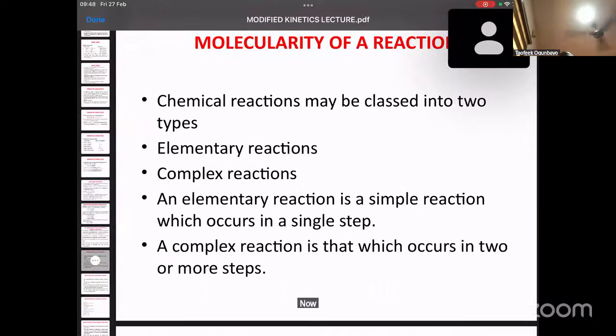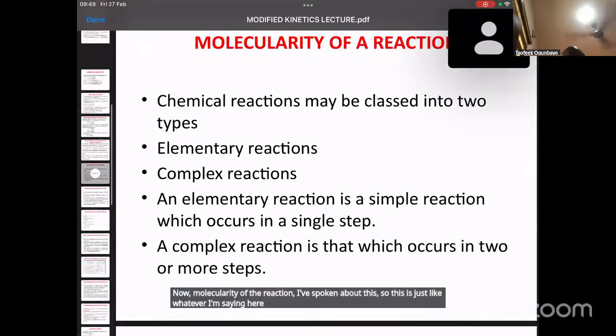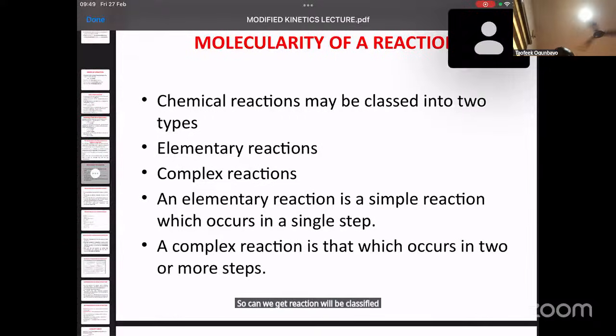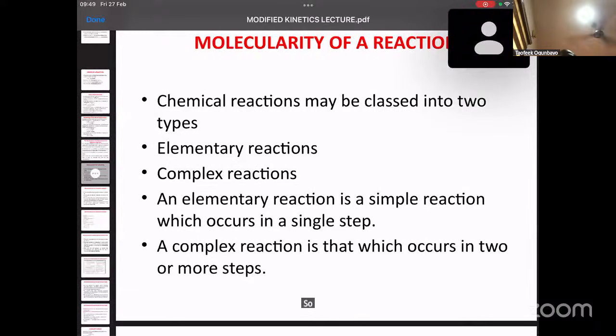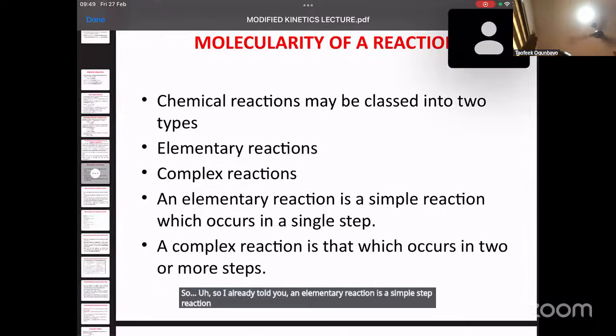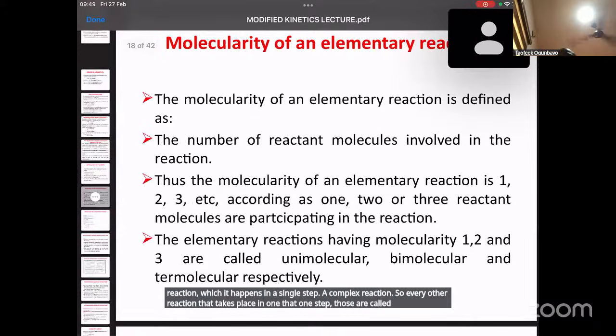Now, molecularity of a reaction, I've spoken about this. Whatever I'm saying here is still going to be a repetition. But chemical reactions will be classified into two. You have elementary reactions, you have complex reactions. I already told you an elementary reaction is a simple step reaction, which happens in a single step. A complex reaction, so every other reaction that takes place in more than one step, those are called complex reactions.